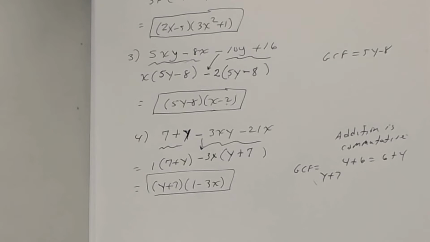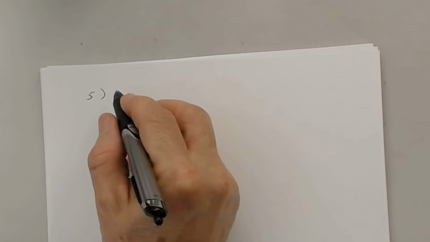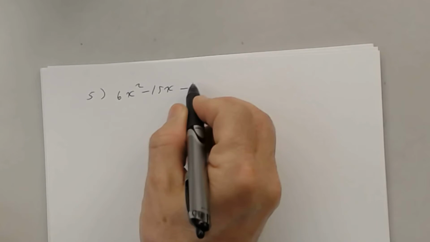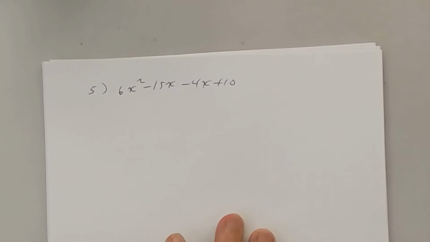Okay? All right, let's look at number 5. All right, suppose in number 5, I had this: 6x squared minus 15x minus 4x plus 10.